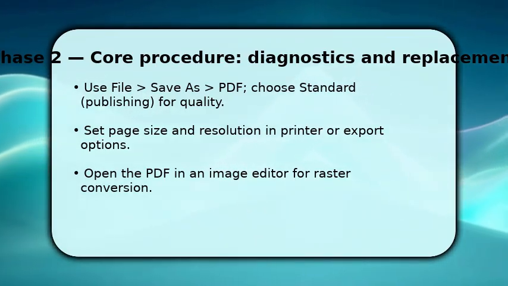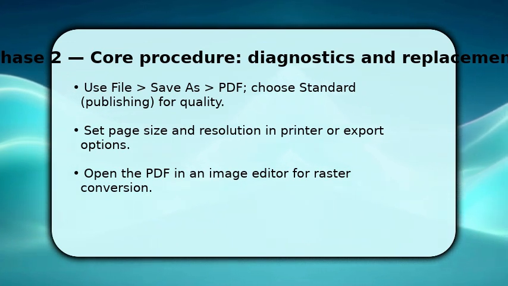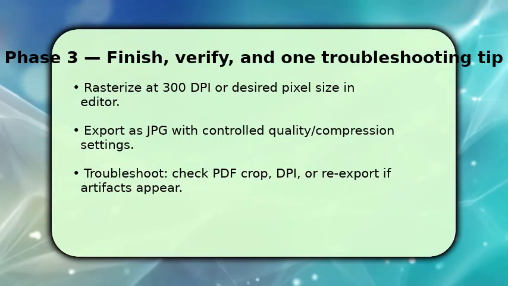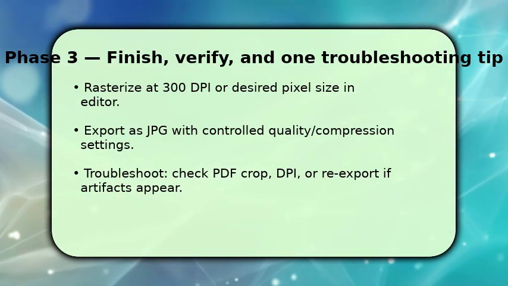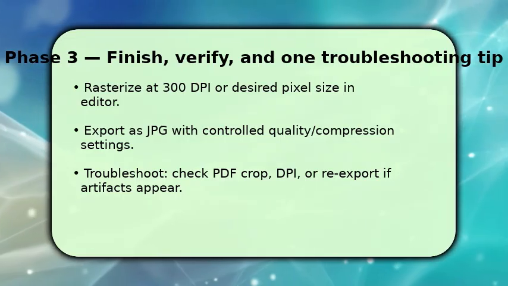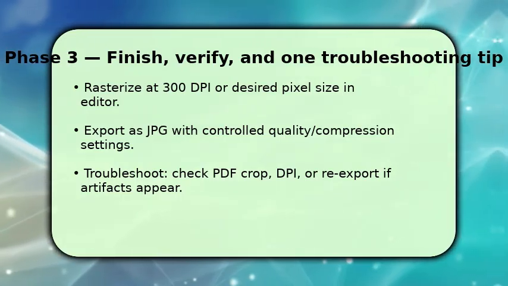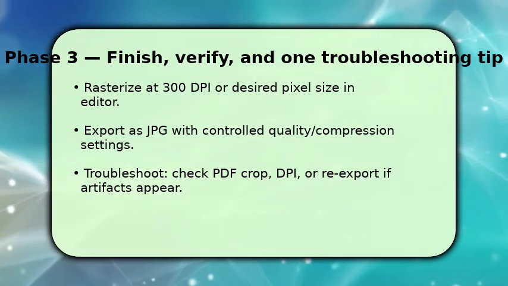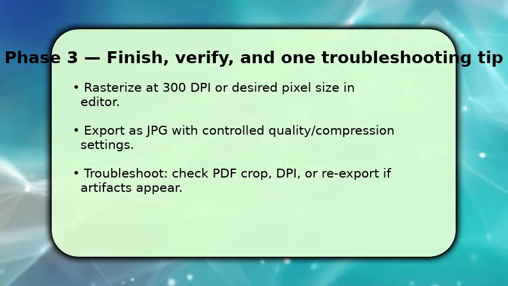Now rasterize the page and save as JPG. This is the actual conversion step. In your image editor, import the PDF page, set rasterization to 300 DPI or specify exact pixel dimensions, and crop to the selected area. Then export as JPG, choosing quality level to balance file size and clarity.